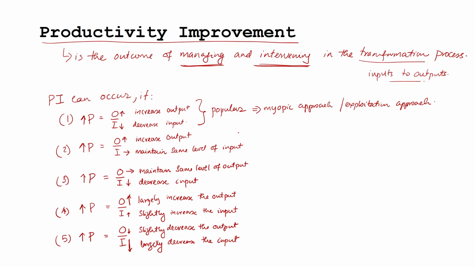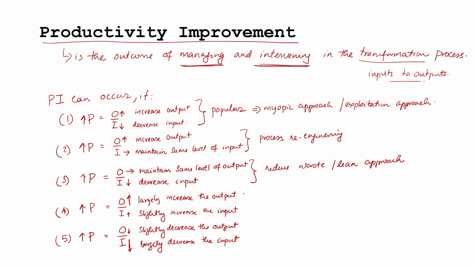The second one, increase the output while maintaining the same level of input. This is also known as process re-engineering. This is usually the approach in that regard. BPR, SAP, they all work in this area. For the same level of output, decrease the input. This is the reduce waste or lean approach. If you reduce the waste, obviously your input will reduce.